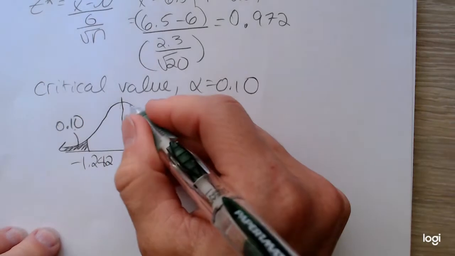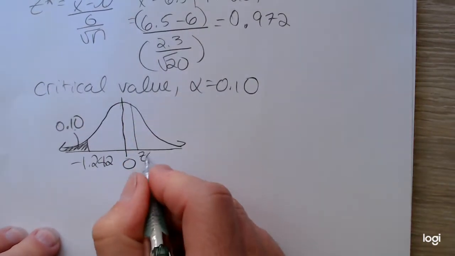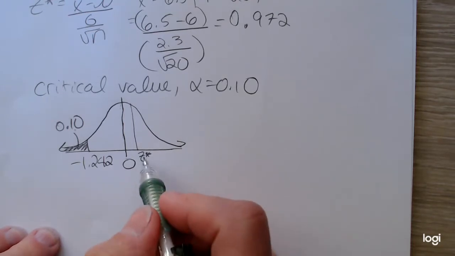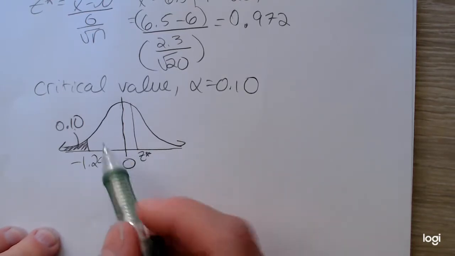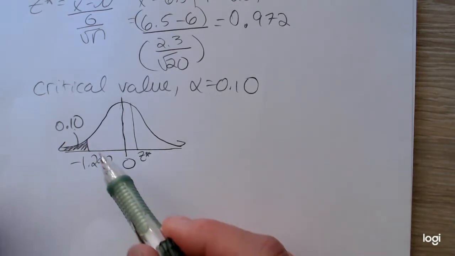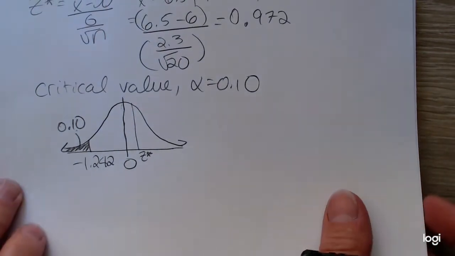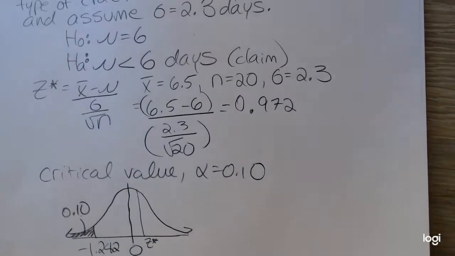My standardized test statistic of 0.972 is well in the fail to reject region. If it was less than negative 1.282, I would reject the null. If it's greater than negative 1.282, I would fail to reject the null.